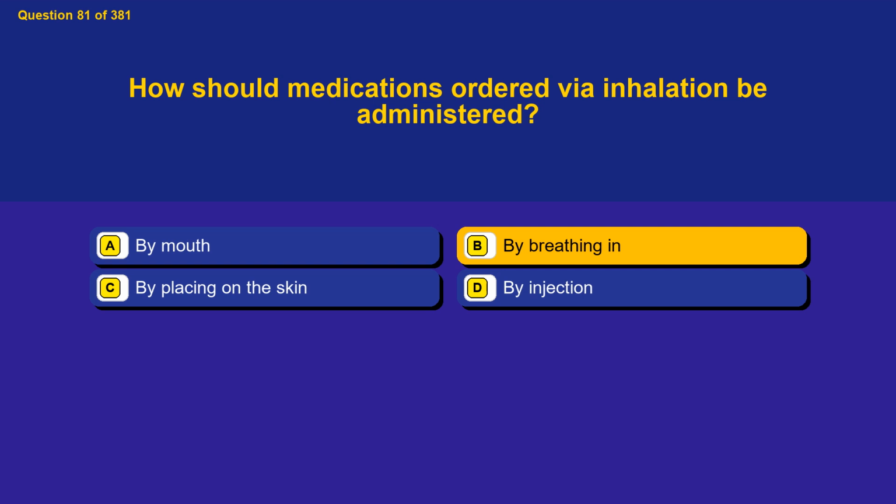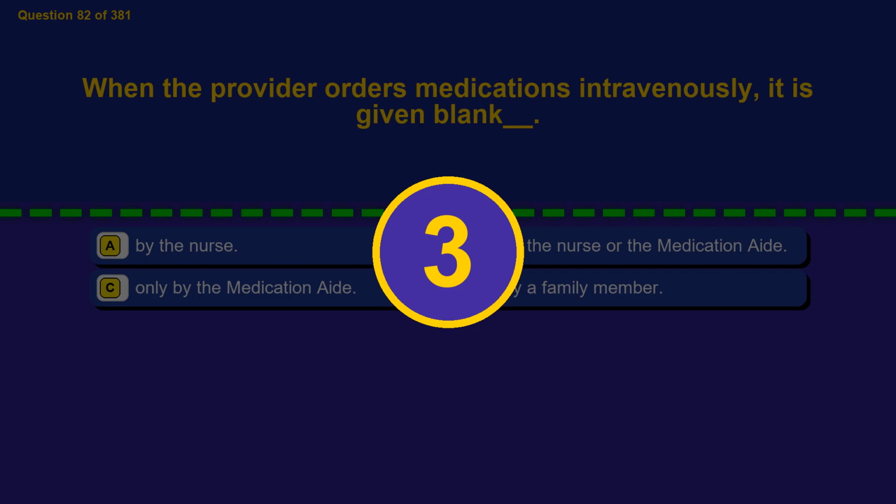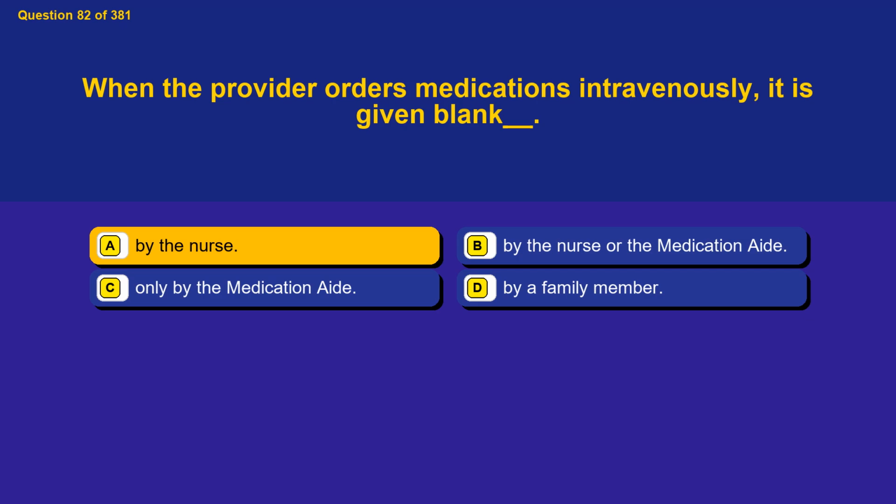The correct answer is option B, by breathing in. Question 82. When the provider orders medications intravenously, it is given blank blank. Option A, by the nurse. Option B, by the nurse or the medication aide. Option C, only by the medication aide. Option D, by a family member. The correct answer is option A, by the nurse.